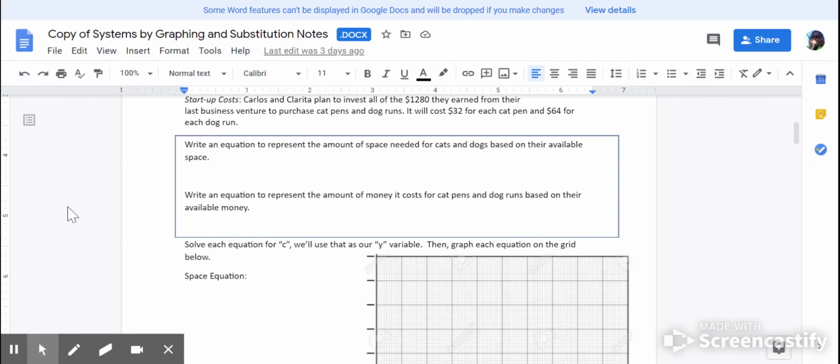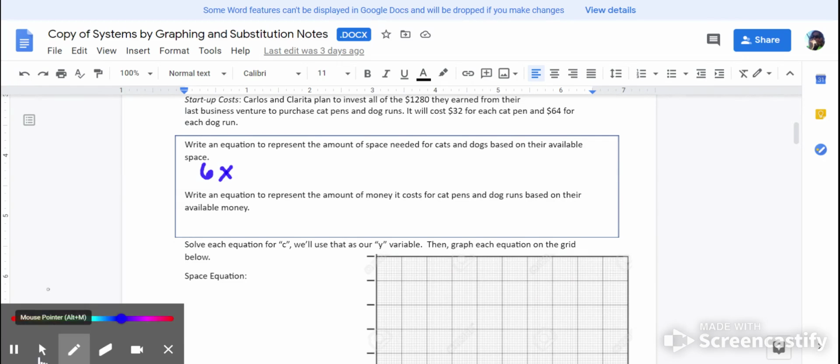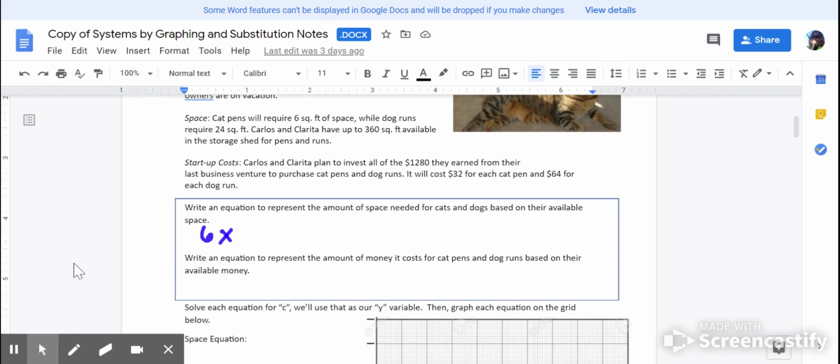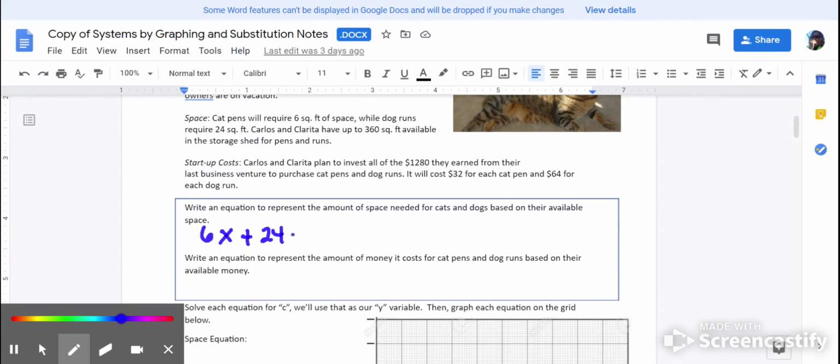So going back and reviewing what we've done before, we want to create an equation for the amount of space needed for the cats and the dogs based on the available space that we have in the shed. If we remember, it is 6 square feet per cat run, so we call that x. And then if we scroll back up, we can see that it is 24 square feet for each dog run. So I'm going to add that to 24y, and I have 360 square feet available.